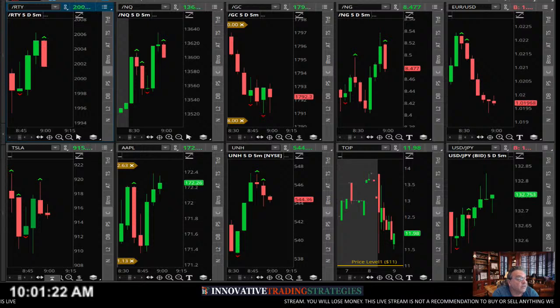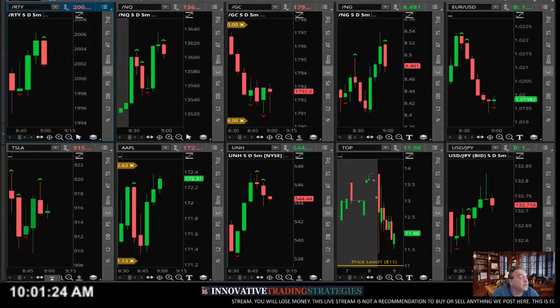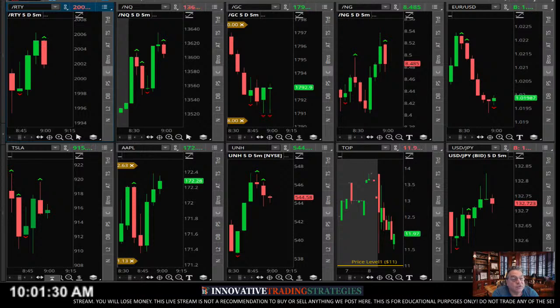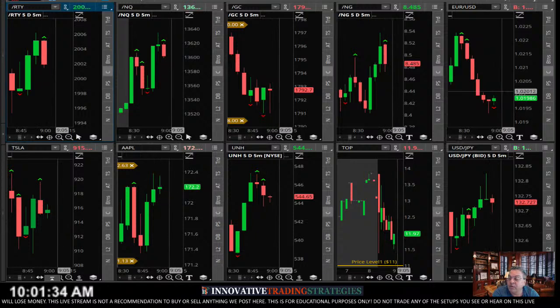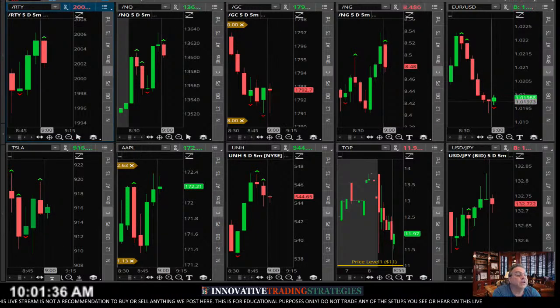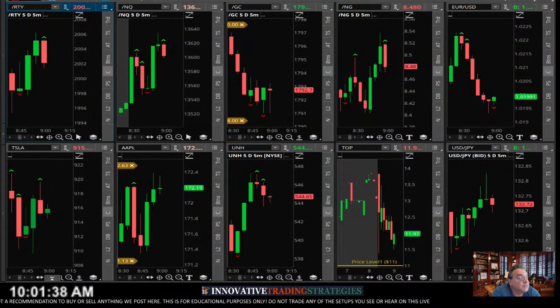Don't have anything on Tesla for you guys. Nothing on RTY. Already hit our target on the mini NASDAQ. Not seeing anything yet on the currencies. Possible short coming up over here on the euro. That is one I will take here if this green carrot holds.